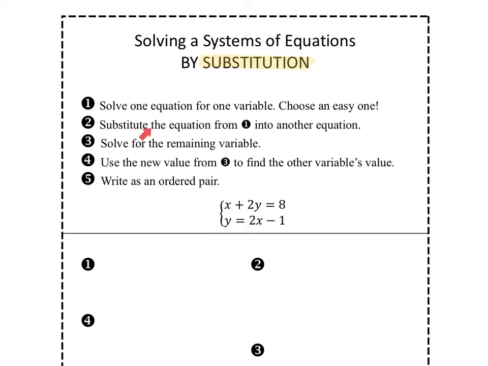The next thing we're going to do is substitute, there's that word, the equation from one, the one where we got the variable by itself, into the other equation, the one that we haven't used yet. What that's going to do is give me just one variable, so now I can solve the remaining equation for that variable. And then I can use that value to substitute back into the other equation. So let's look at what that looks like.